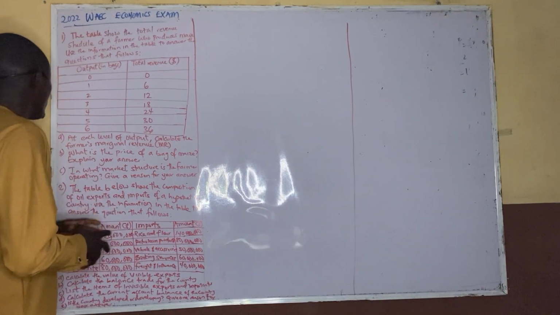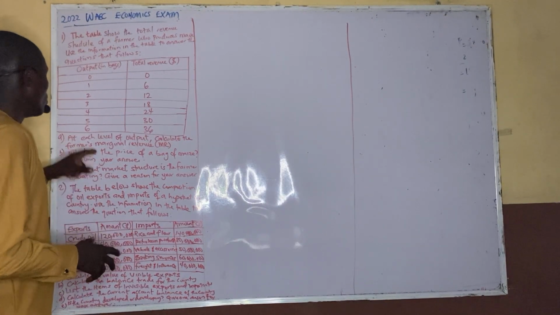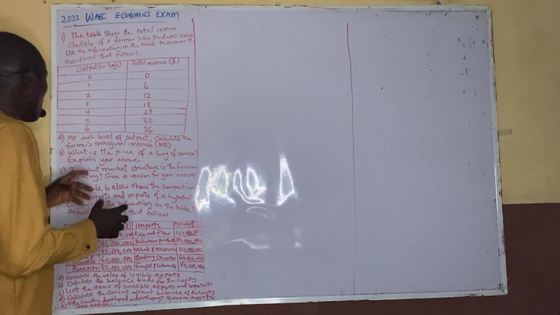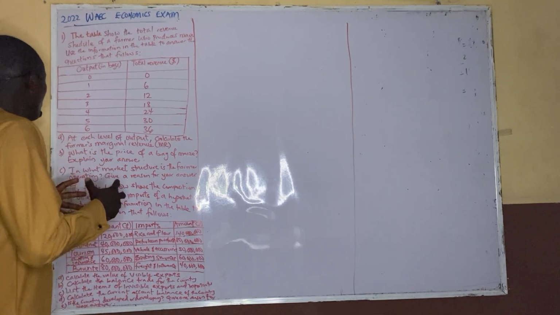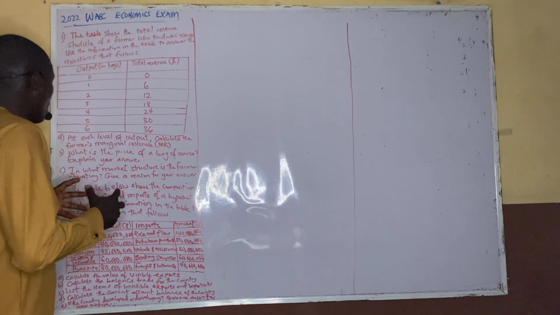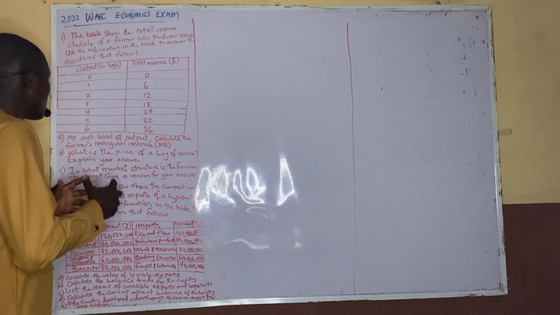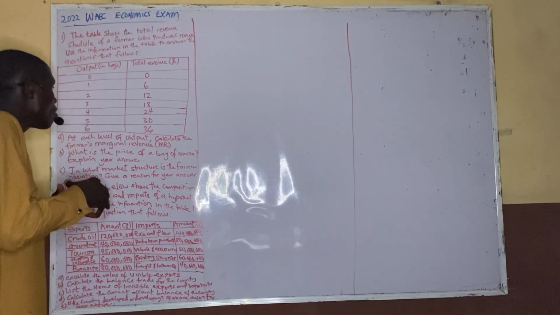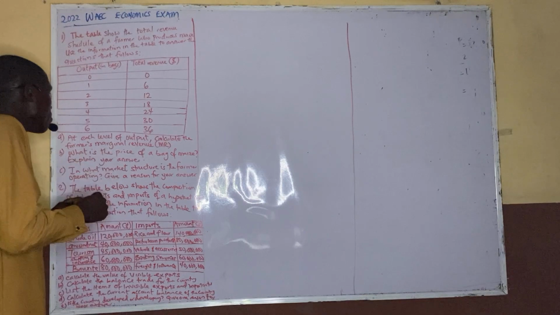And we have: calculate at each level of output the farmer's marginal revenue. That is, at each level of output, calculate the farmer's marginal revenue.